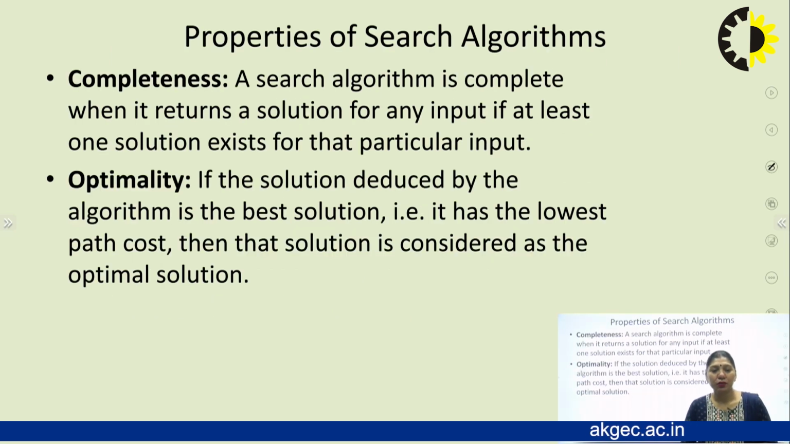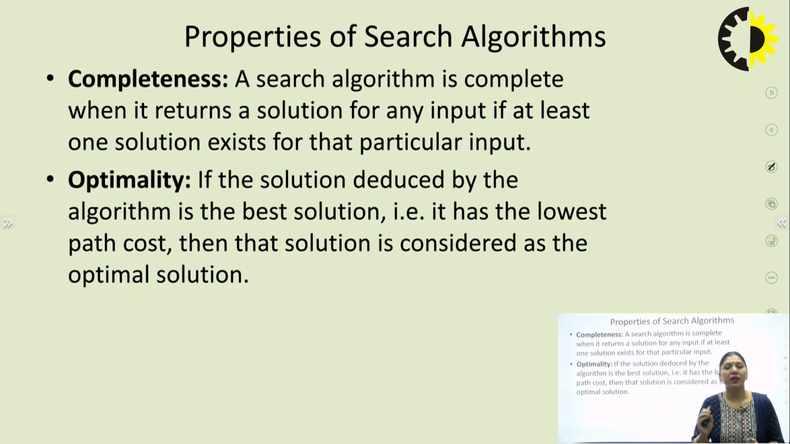So coming on to the properties of search algorithms, definitely we are moving to the searching algorithm. So you should know what the properties of the search algorithm are, isn't it? The first property is completeness. What is completeness? A search algorithm is complete when it returns a solution for any input if at least one solution exists for the particular input.